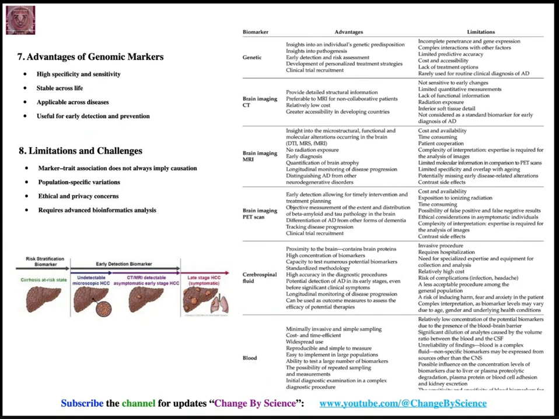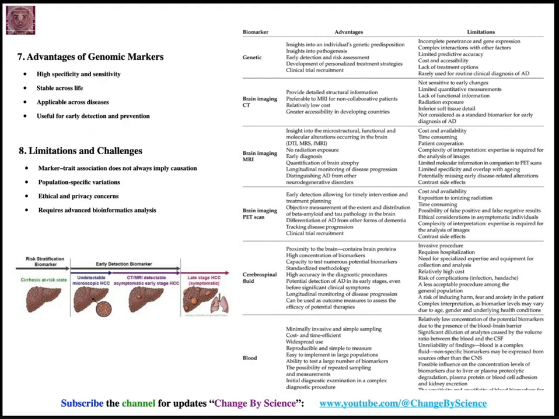So advantages include high specificity and sensitivity, stable across life, applicable across diseases, useful for early detection and prevention. Then limitations and challenges are that marker trait association does not always imply causation. Population specific variations and ethical and privacy concerns are minor limitations. Requires advanced bioinformatics, which depends on the employees involved in the project, how efficient they are with computational approaches. So this is also not a limitation anymore.